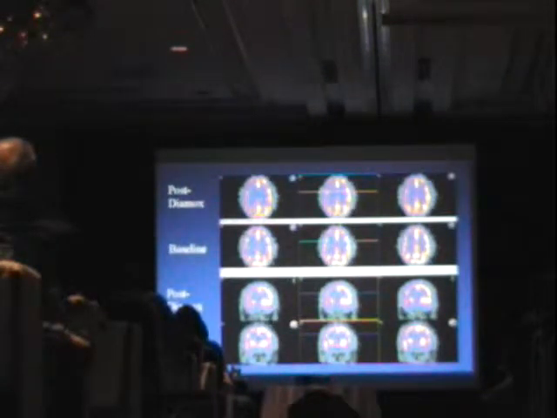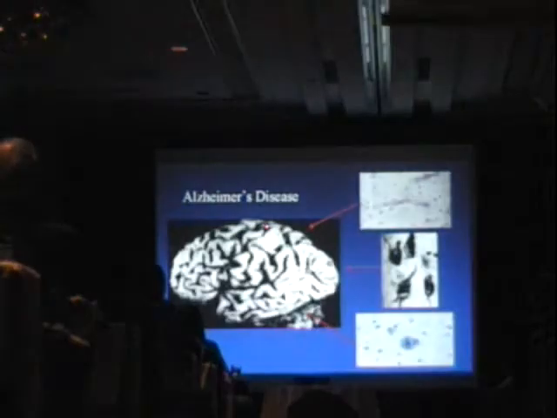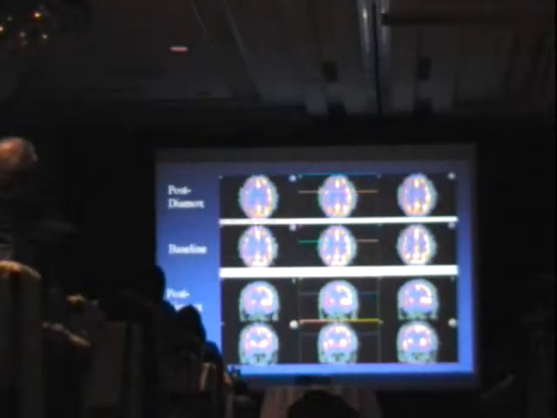Here's an example of a patient Diamox study. This is the baseline here. This is the Diamox study. There's really not a lot of difference between the two of them. So this patient had pretty much a stable lesion there, just some very minor differences between the two.